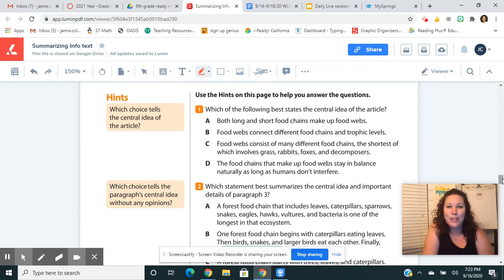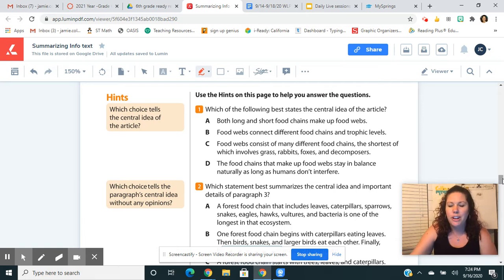So let's read our choices. A, both long and short food chains make up food webs. B, food webs connect different food chains in trophic levels. C, food webs consist of many different food chains, the shortest of which involves grass, rabbits, foxes, and decomposers. And D, the food chains that make up food webs stay in balance naturally as long as humans don't interfere.